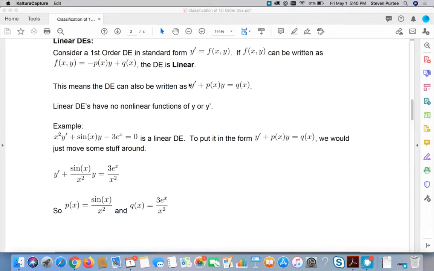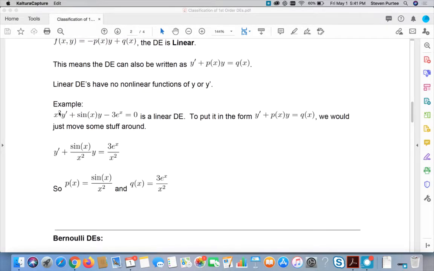It's helpful when we have a linear DE to write it in this form, where p of x is our coefficient in front of our y that may have x's in it, and then this q of x is just a function of x, and it doesn't have any y's in it, over on the other side. When we go to solve these, we're going to use integrating factors, and this is the best form to have it in.